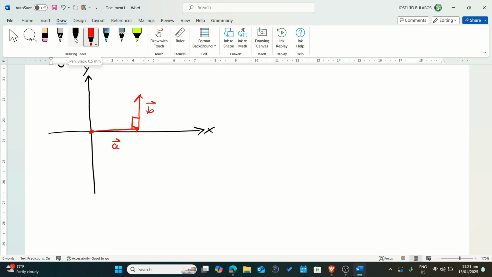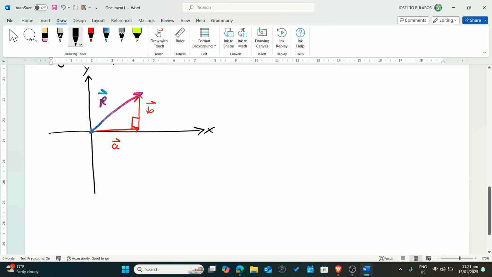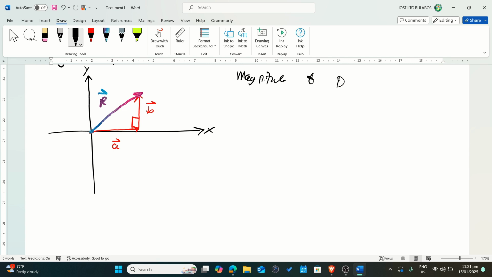Therefore, the sum of this vector, which is called the resultant vector, must be a line that connects the origin to the head of the last vector. This is our resultant vector. Now, to get the magnitude and direction of R, we need to use this equation.